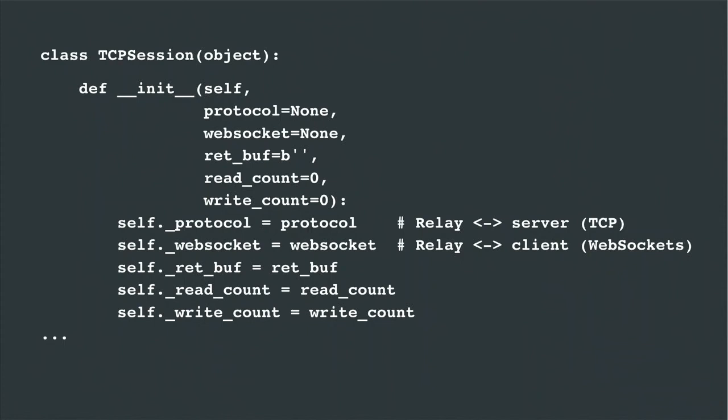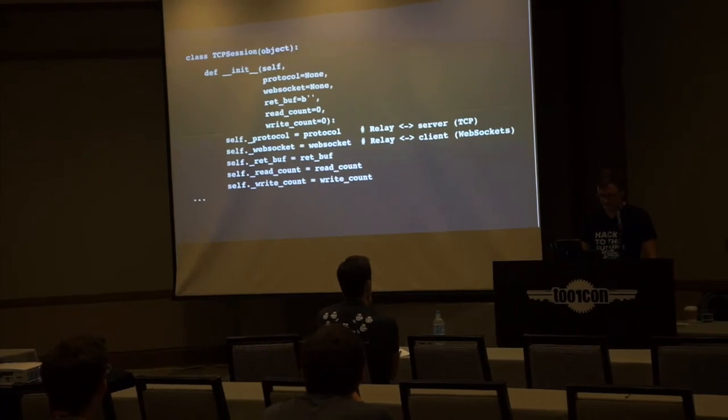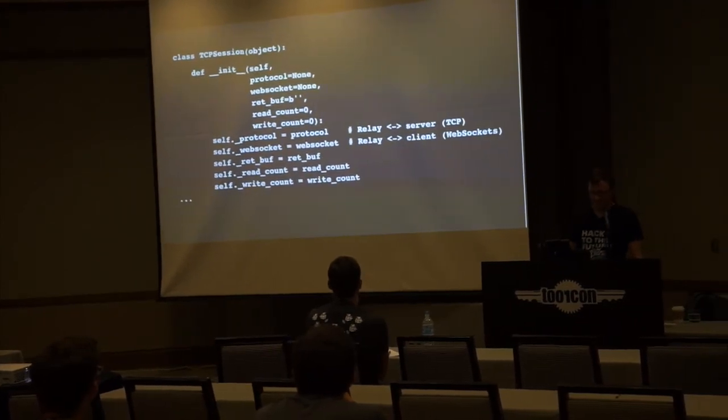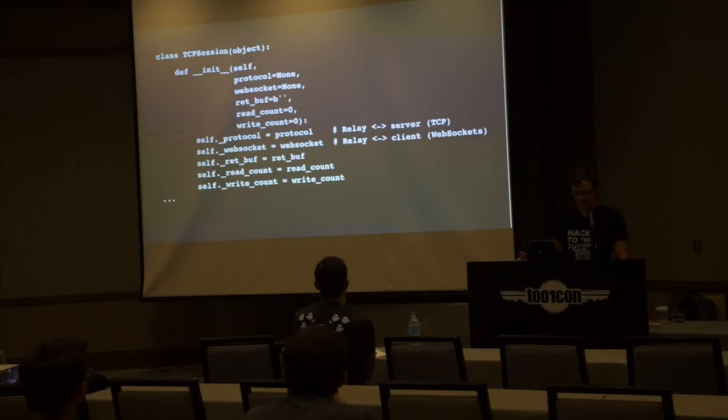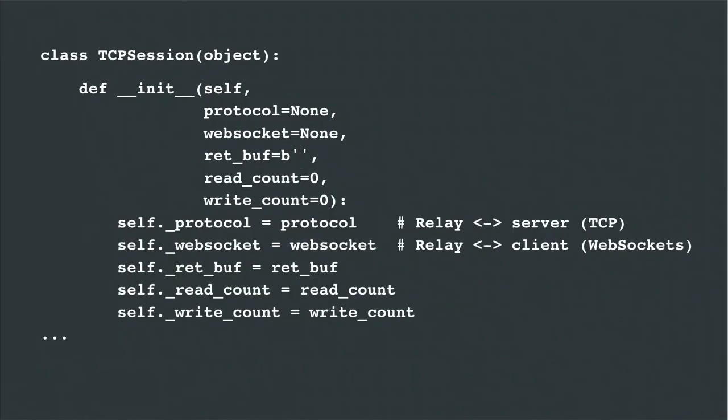So this is just a quick, simplified example of what that session class might look like. Sorry, not sorry if you don't know Python or hate it. But basically we need some way to keep track of the TCP connection to the back end, and then the WebSocket connection to the front end. And this is also where we store that retransmission buffer, and then read count and write count, which are the ACK, basically.